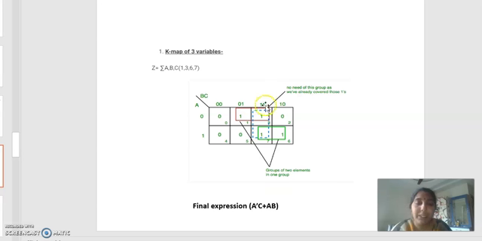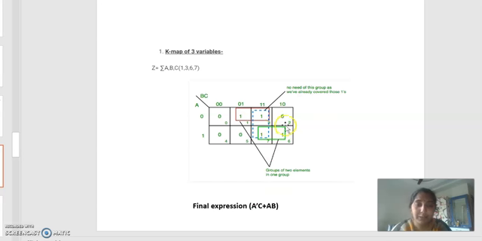Next, within the B and C combination, you have to check what the common variable is. So here the B value is 0 for this one and B value is 1 for this one. So you should not consider B as a common variable. Then check for the C value. C equals 1 for this one as well as C equals 1 for this one. So C can be considered as a common variable and since C equals 1, you can directly write down C in the expression. So for this particular pair, the expression is A dash C.